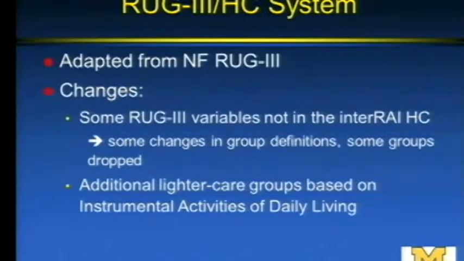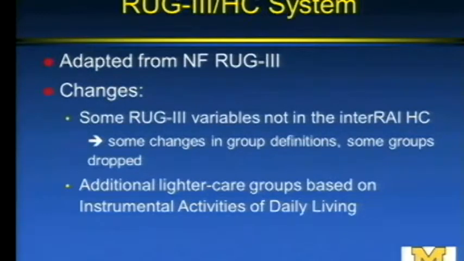So the RUG 3 home care system, RUG 3 HC system, is adapted from the RUG 3 system for nursing facilities. There are only a limited number of changes that are made. It looks a little bit different, but for the most part, it's the same. There are some RUG 3 variables that aren't in the interRAI-HC.